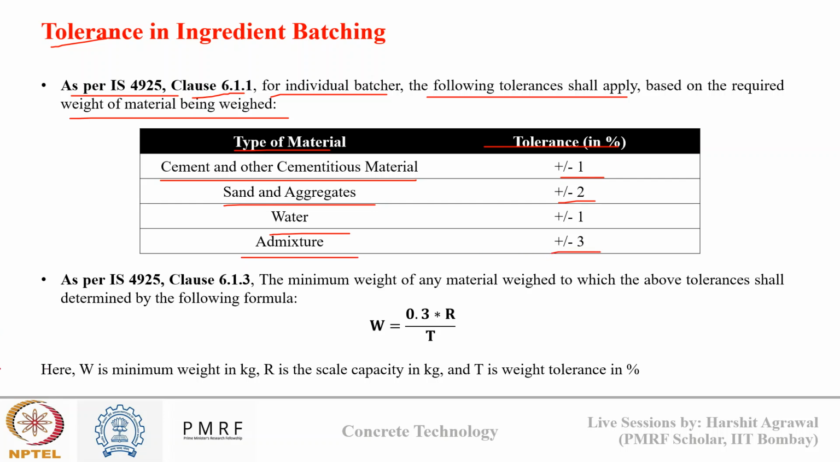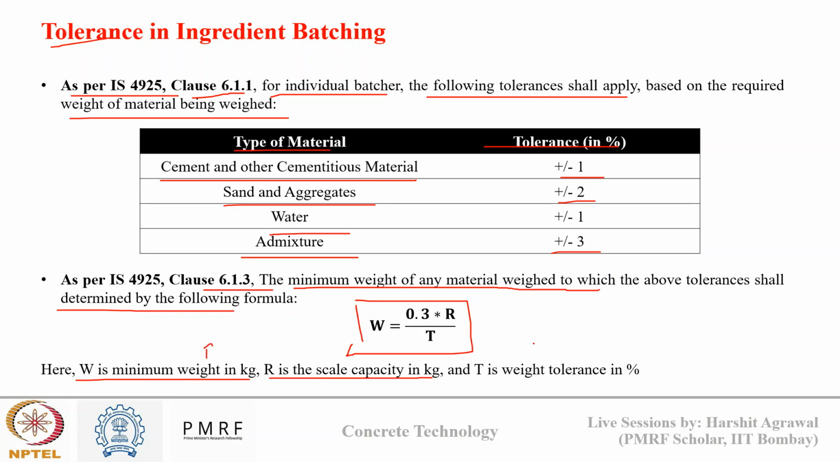Now, again, as per clause 6.1.3 of the same IS code, the minimum weight of any material weighed to which the above tolerance limit applies is given by this formula. W is equal to 0.3 into R upon T. Here W is the minimum weight of material that we need to take in kg. R is the scale capacity, like the weighing scale that we are using, what is the capacity of that weighing scale, and T is the weight tolerance limit that we get from this table.